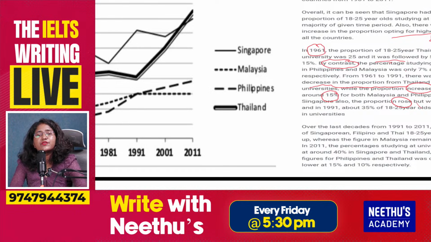So this is how you write a line graph. So you summarize, you compare. These are the two things that the question is asking you to do. So you will do that. I hope it's clear to everyone.